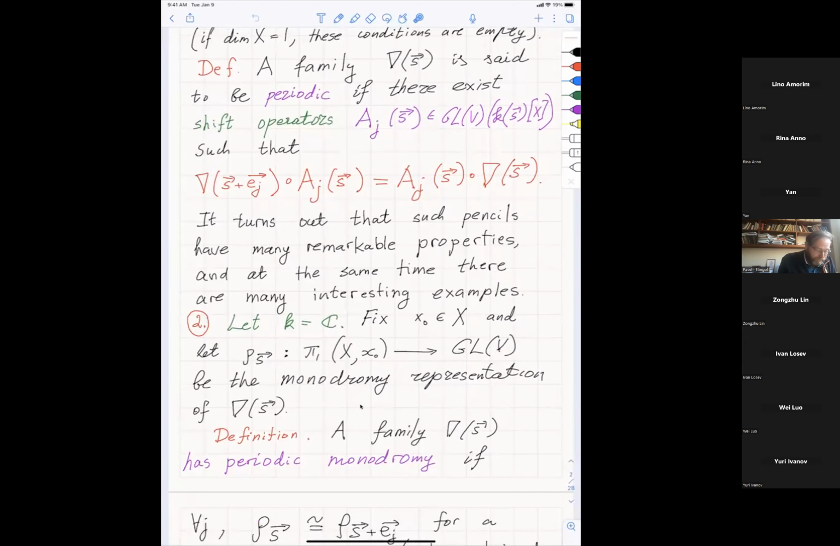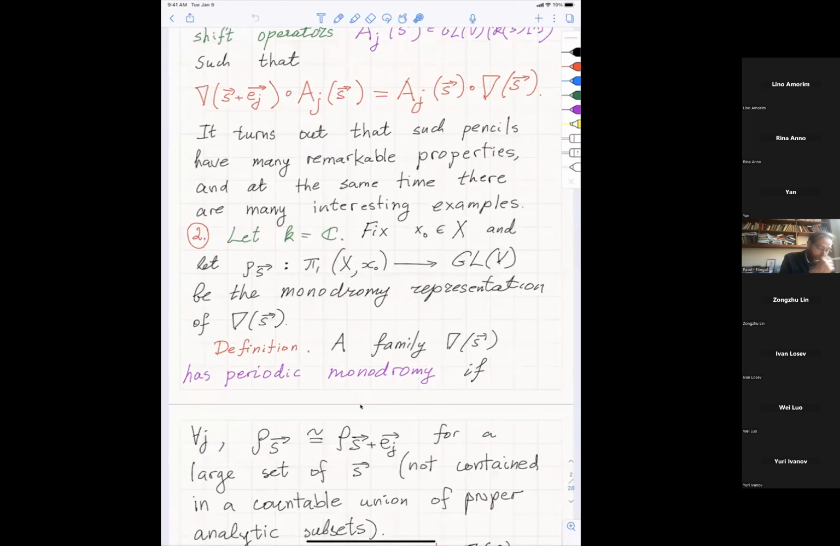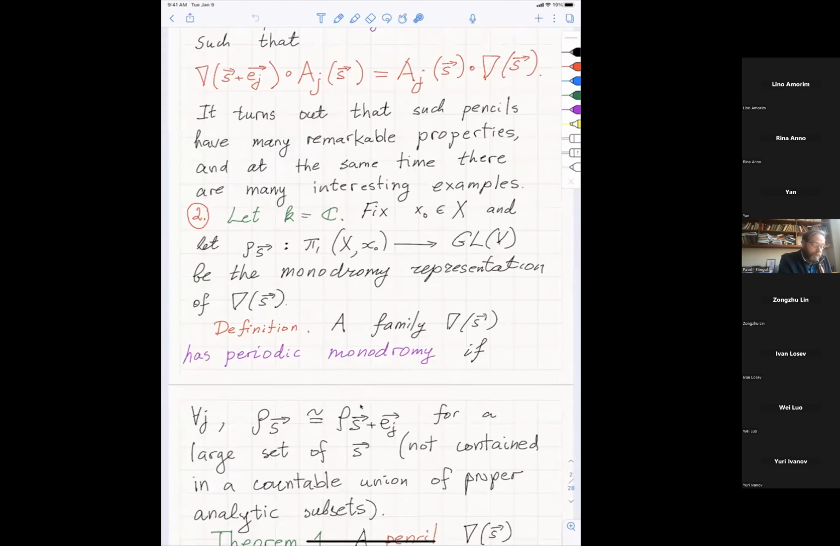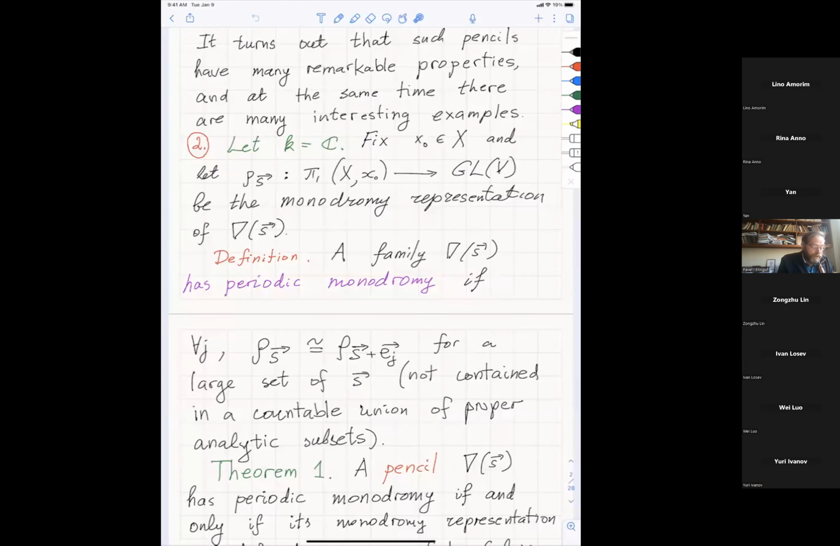And let me say that the family nabla of S has periodic monodromy if for every J, the monodromy rho S of the connection corresponding to the value S of the parameter is isomorphic, as a representation of this fundamental group, to the monodromy of S plus EJ, of the connection corresponding to S plus EJ. Not necessarily for all S, but for a large set of S, by which I mean a set of S which cannot be included in a countable union of proper analytic subsets of affine space.